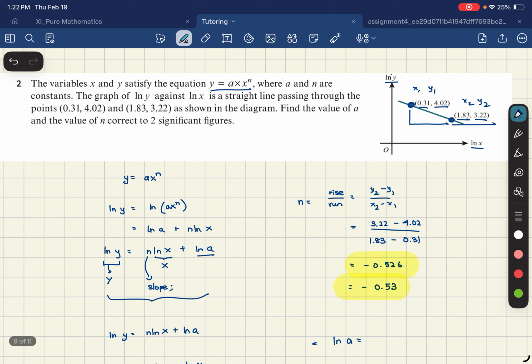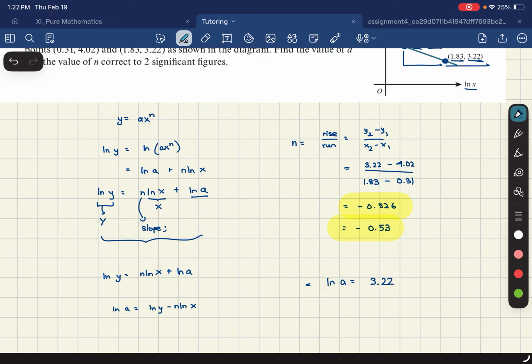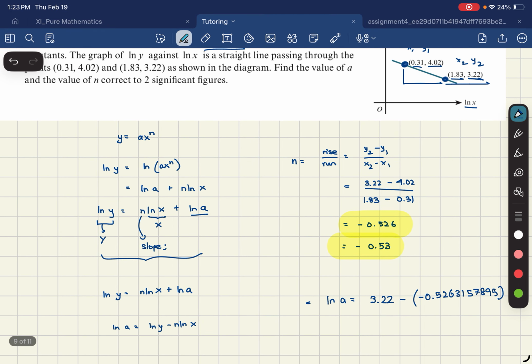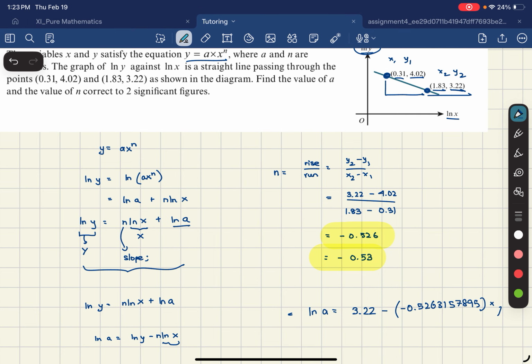So the Y values are going to be ln Y. So I can take 3.22 minus my N value. I want to take a more accurate N value because I can round off towards the end. So let me write the value that my calculator has given me, 0.5263157895. This is the more accurate N value, and then I have to take my X. So this value multiplied by my X, where my ln X is 1.83.